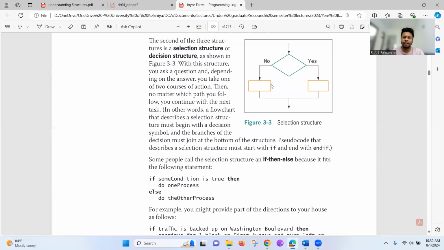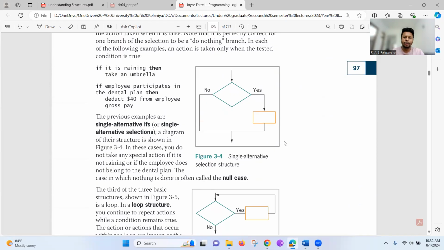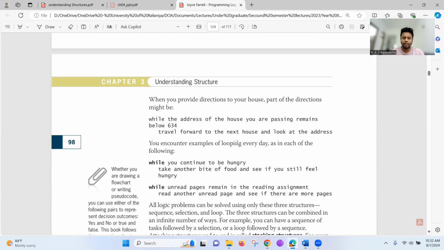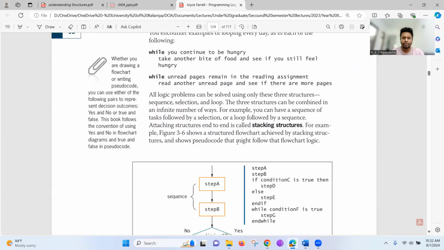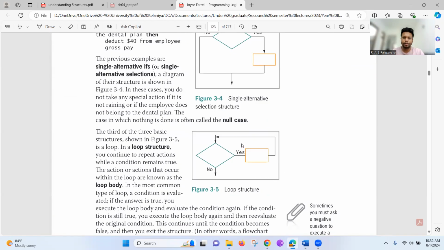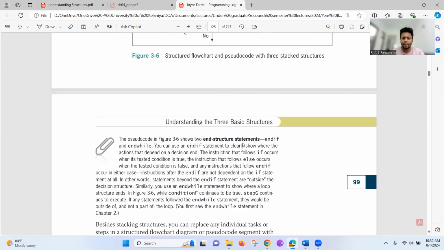Yes, this is the sequential one. This is the decision structure. This is the looping one. Sorry, this is also a decision structure. And we need to have the looping as well. Yes, this is looping. All the things are there, right?